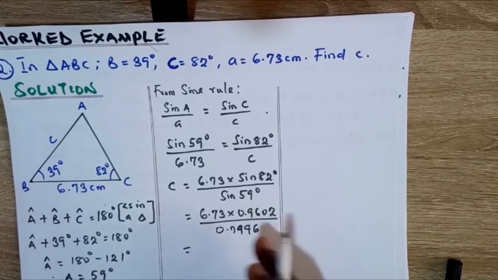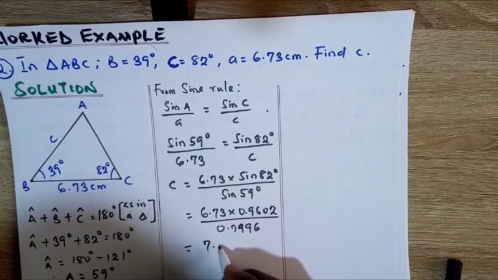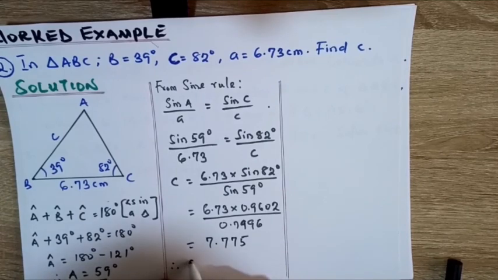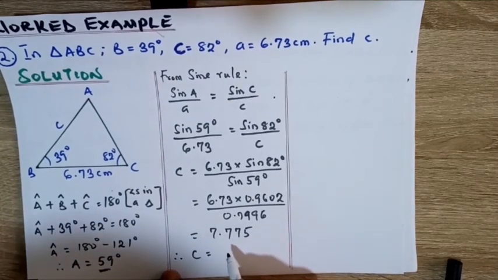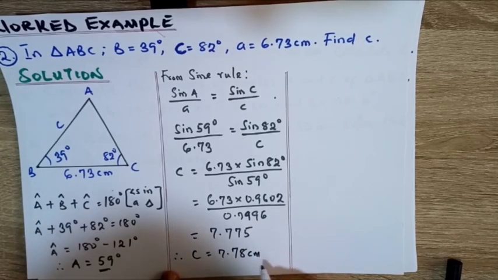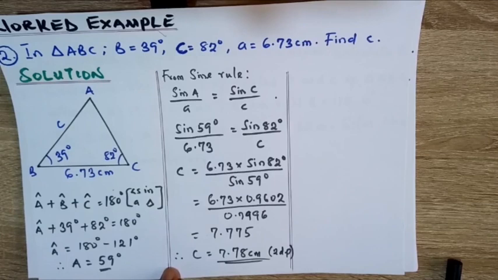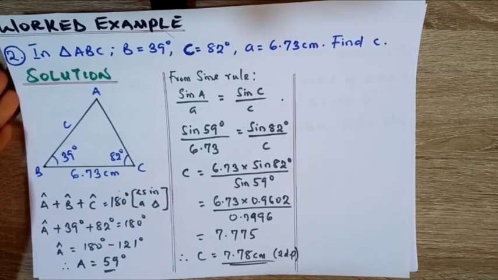Let's leave it. So multiplying and dividing through by this should give us 7.775. So that means the value of our side c is 7.7. I'll write it to 2 decimal places. So that is the solution to the second example. So you can always go through it over and over again for more clarification.